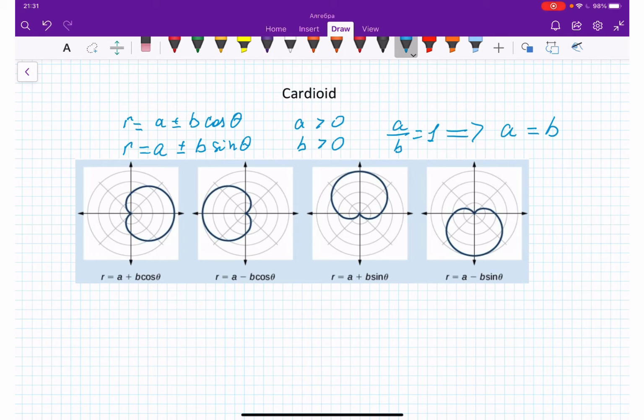As we know, cosine is represented by the x-axis and sine is represented by the y-axis, because when we draw a unit circle in precalculus, x is represented by cosine and the y-axis is represented by sine. Remember that? Therefore, when we are dealing with cosine theta, the cardioid is on the horizontal line. It's on the right side if b cosine theta is positive, or on the left side if we have negative b cosine theta.